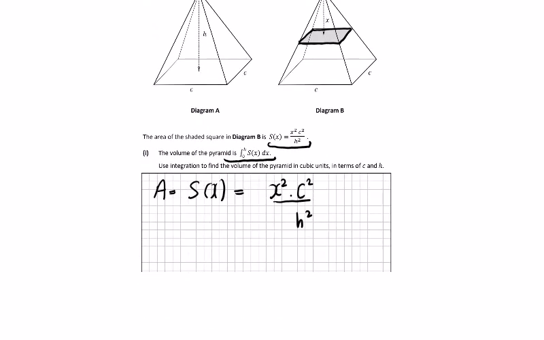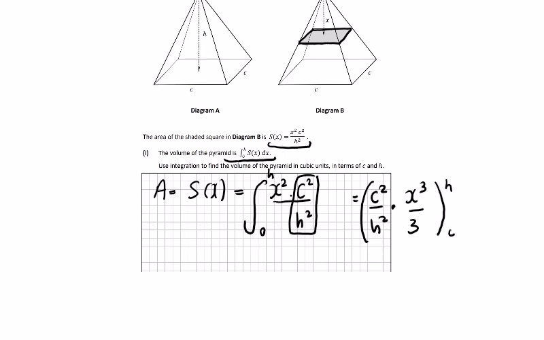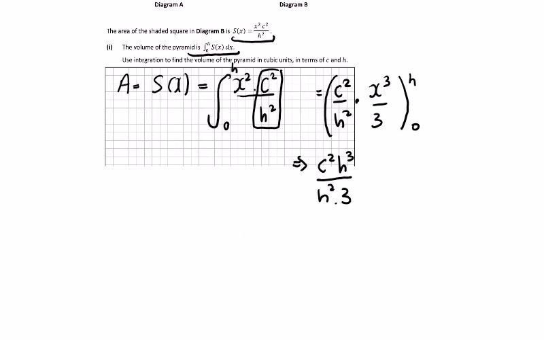So if we want to integrate this, let's integrate between h and 0. The integration part will be the x. This is a constant, so we're going to have c squared over h squared by the integral of x squared, which is x cubed over 3. That's what the integral looks like between h and 0. So we're putting h in for x. Therefore we get c squared h cubed over h squared times 3. The 0 will make everything 0. So it just looks like c squared h over 3.